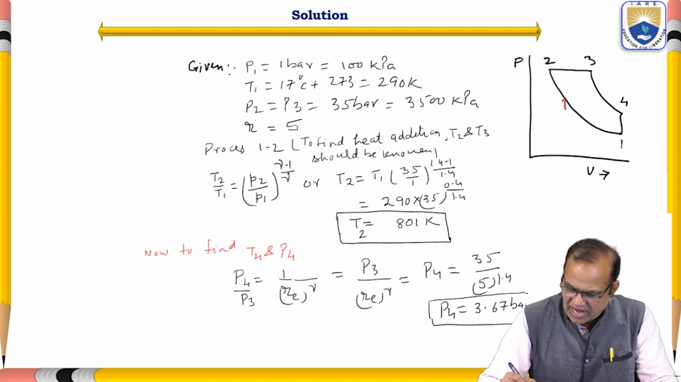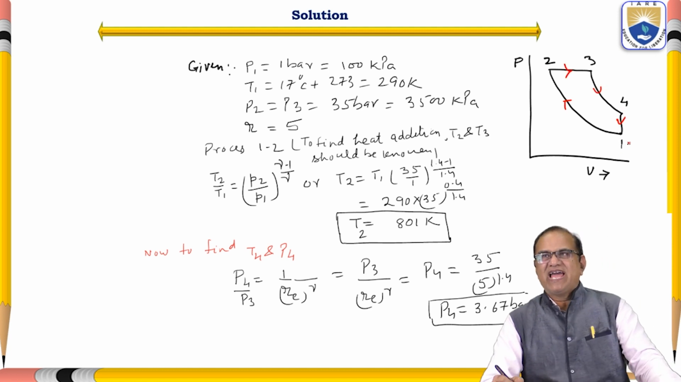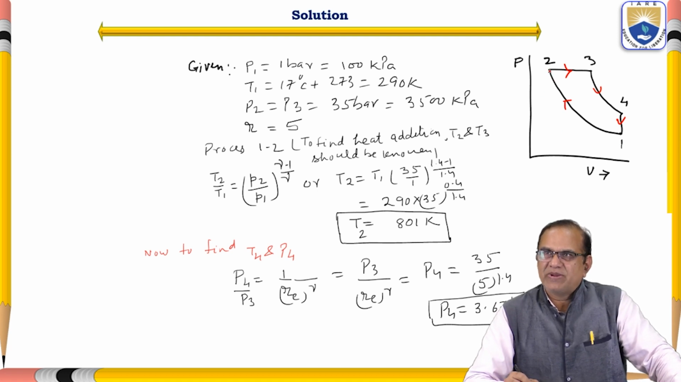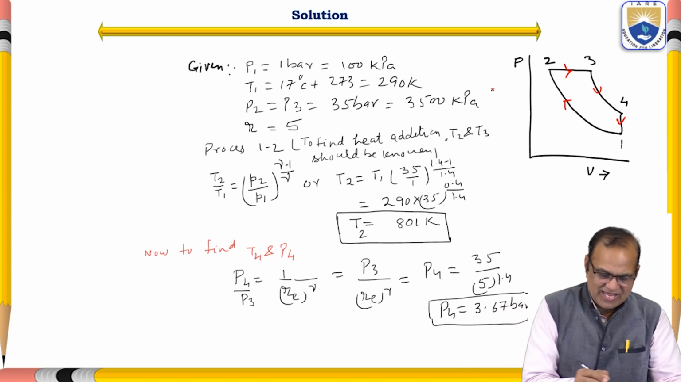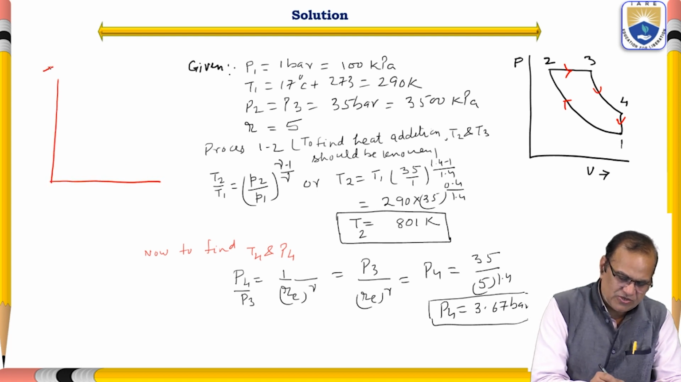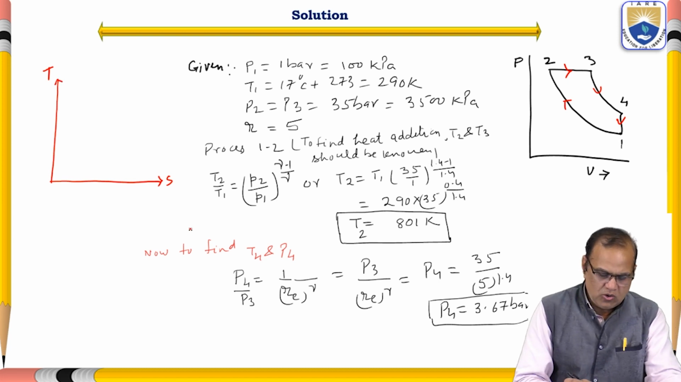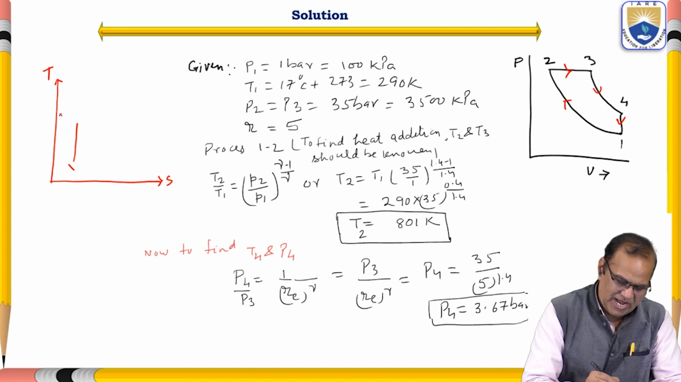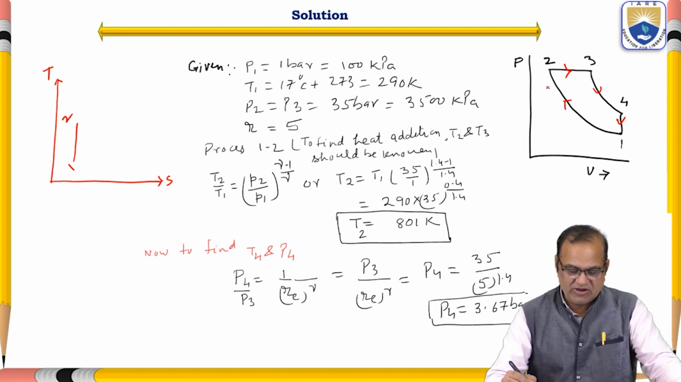Here I have drawn the PV diagram. In this PV diagram, 1 to 2 is an isentropic compression. I will draw the TS diagram also. So 1 and 2 is isentropic. This is an isentropic compression.